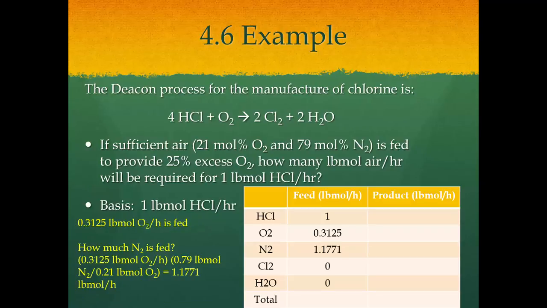So I have one more component, and that's the nitrogen. How much nitrogen is fed? Well, it's in proportion based on what the content of air is. So for every mole of air, there's 0.79 moles of nitrogen, 0.21 moles of oxygen, if you're rounding to 2 sig figs. And so here I've just used that little proportion to find out that I need 1.1771 pound mole per hour.